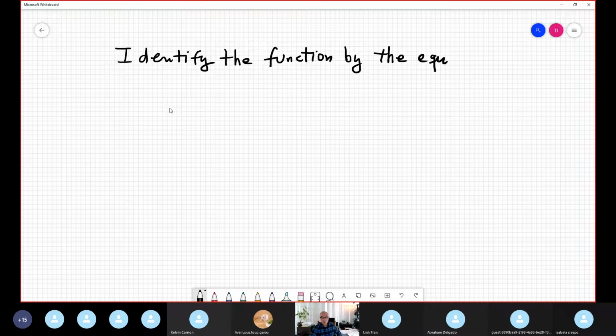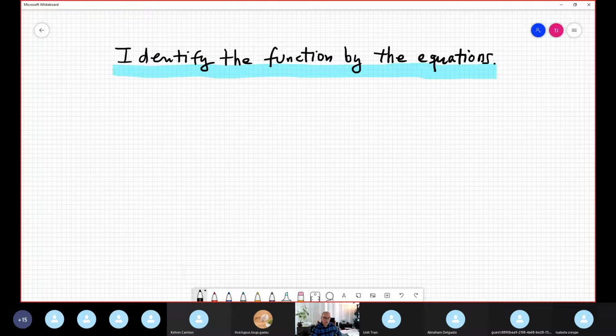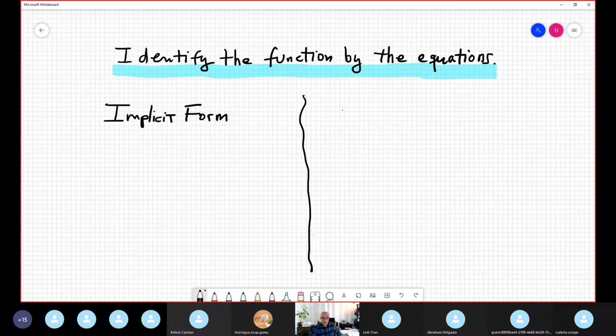But the problem is that we have different possibilities to write the equation. Look, let me explain one important idea. You have different ways to write the equation. One possibility is the implicit form. Another possibility is the explicit. What do implicit and explicit mean?